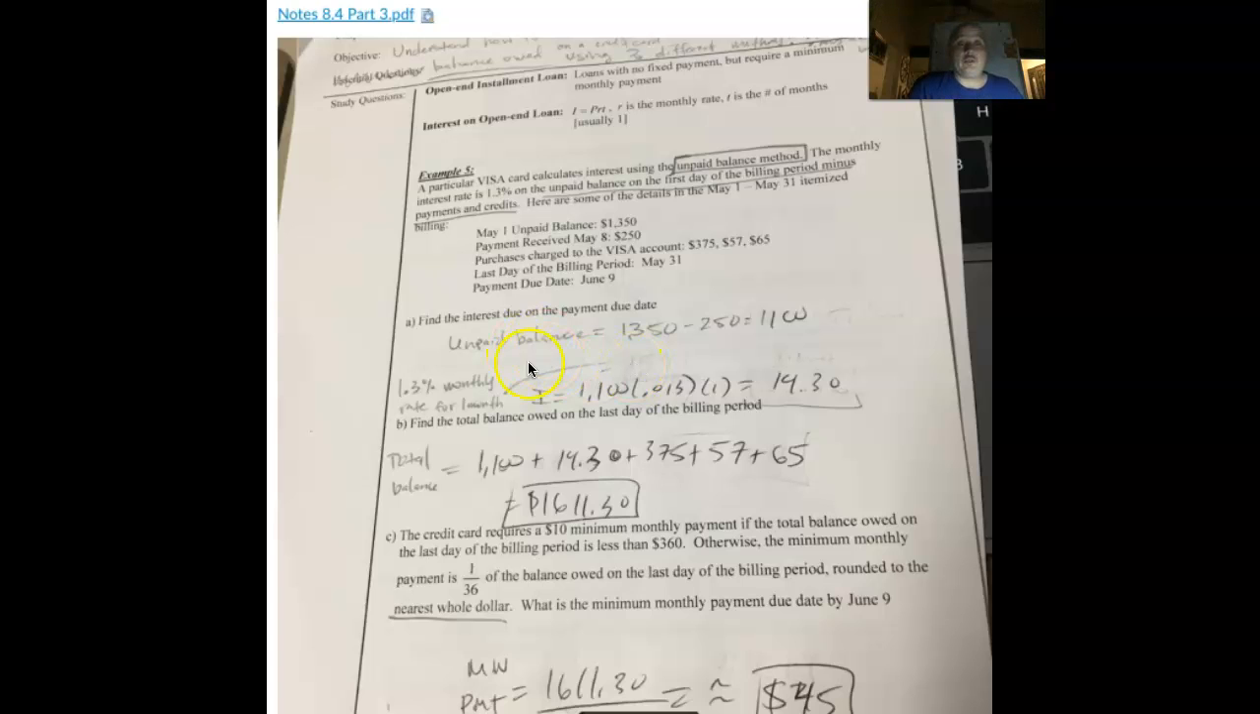So what you have to do for the unpaid balance is take that initial unpaid balance, subtract the payment of $250, and once you get that, you have your unpaid balance. The interest will be calculated based on that unpaid balance. So 1.3% is going to be the monthly rate, and all you have to do is multiply the balance by the 1.3%. Again, this is the I equals PRT formula, and it is being used for a 1 month period.